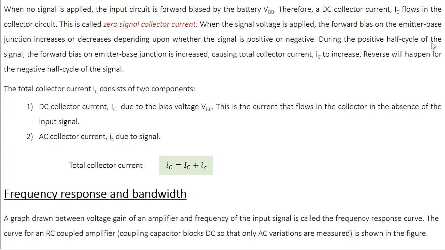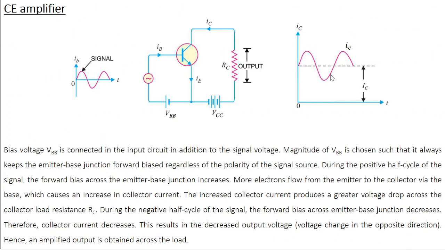As I said, during the positive half cycle of the input signal, the forward bias on the emitter base junction increases, causing the total collector current IC to increase. On the other hand, during the negative half cycle of the signal, the forward bias on the emitter base junction decreases, causing a negative change in the collector current IC. And if you look at the output current, it has two components. So the output current is iC here.